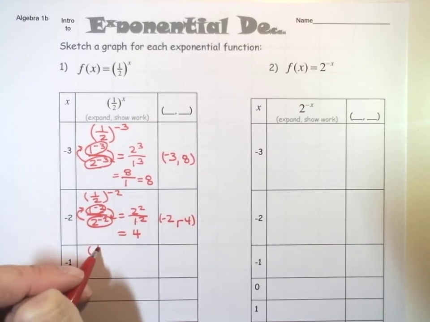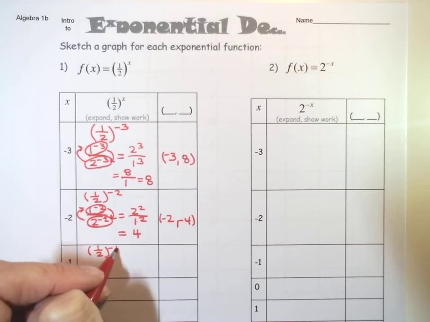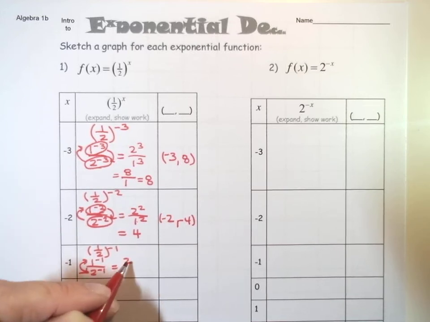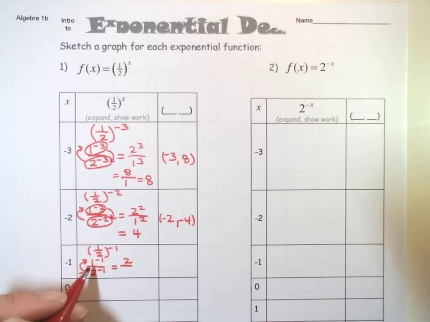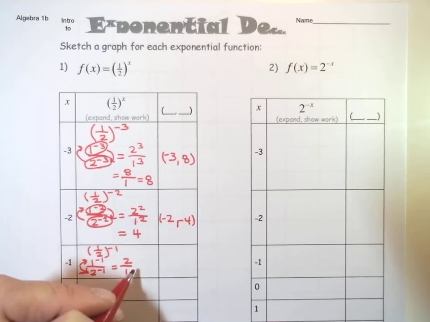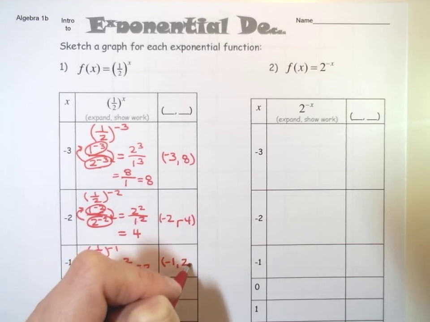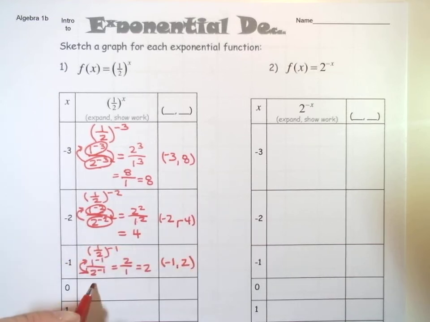Then the next one, we have 1/2 to the -1 power. So 1 to the -1 divided by 2 to the -1. We're going to switch them. So we have 2 to the 1st power, which we don't need to write, divided by 1 to the 1st power. 2 over 1, which is just 2. Then we plug in 0, 1/2 to the 0 power. Anything to the 0 power is always 1. So our point is 0, 1.